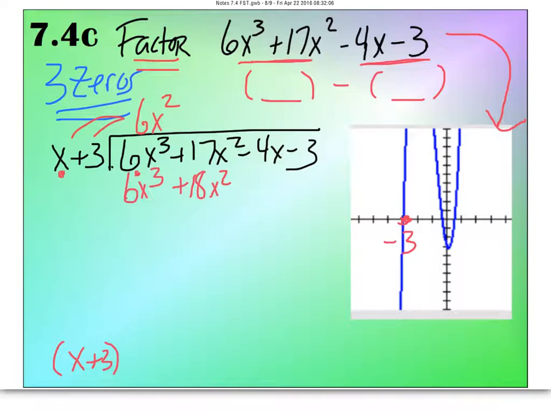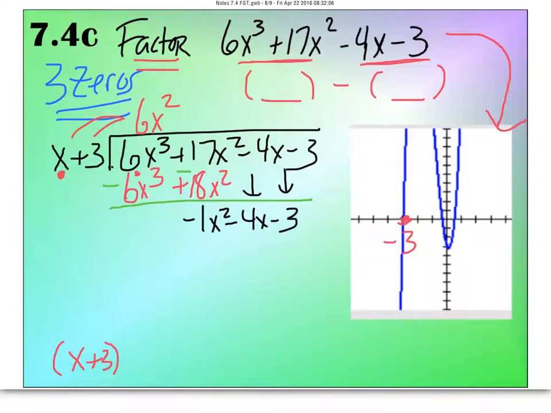Don't forget, you have to come on in here and subtract. So I'm going to subtract those, which will then lead me with my x cubes falling out here. Those will drop out. A 17x squared minus 18x squared is a -1x squared. And I'm going to bring the rest of this down. That's the first round. Let's go round 2.